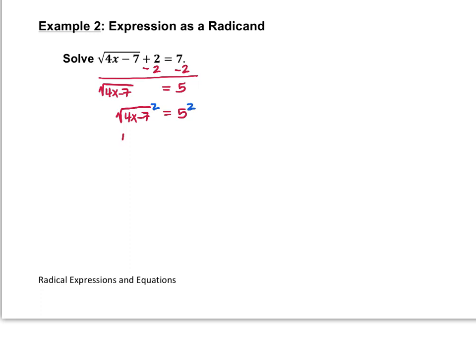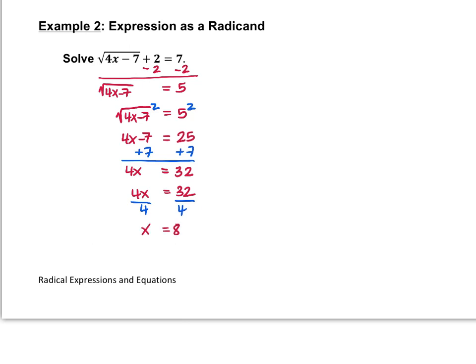The square root and the square are inverses of one another, so one undoes the other one, and when we square 5, we get 25. So now our equation says 4x minus 7 equals 25. And from here, it's pretty smooth sailing, because we've solved a lot of equations that look like this one in algebra 1. And so we end up with 4x equals 32. We know that we can divide both sides by 4, and x is equal to 8.